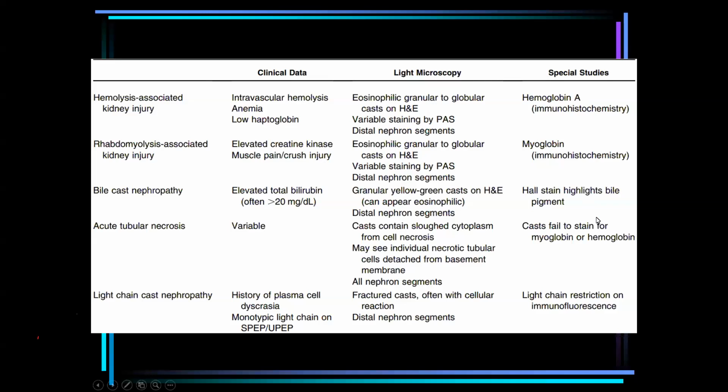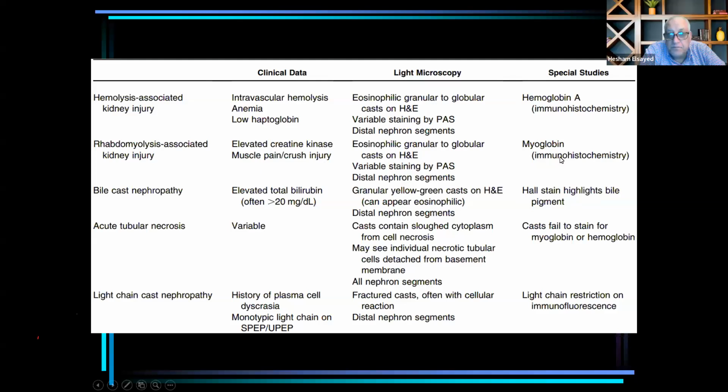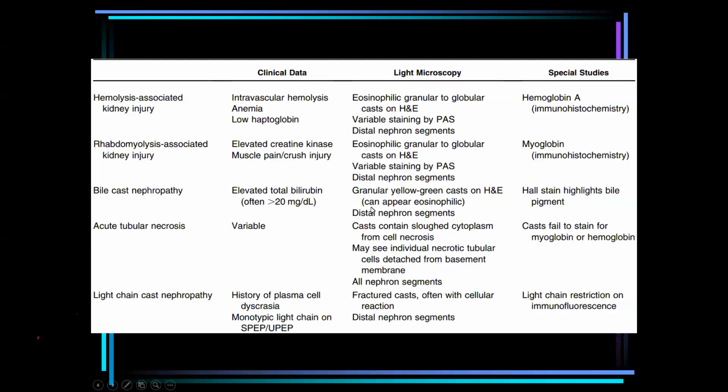It is in many cases dependent on immunohistochemistry. For example, you cannot differentiate the hemoglobin from the myoglobin cast except after doing immunohistochemistry. Of course, we may use the clinical judgment. In cases of hemoglobin cast, we are speaking about a patient presenting with a hemolytic crisis. But in the patient with myoglobin cast, or rhabdomyolysis-associated acute kidney injury, we are speaking about someone who has a traumatic injury to the muscles together with very high CK. But I'm speaking just in pathological terms.